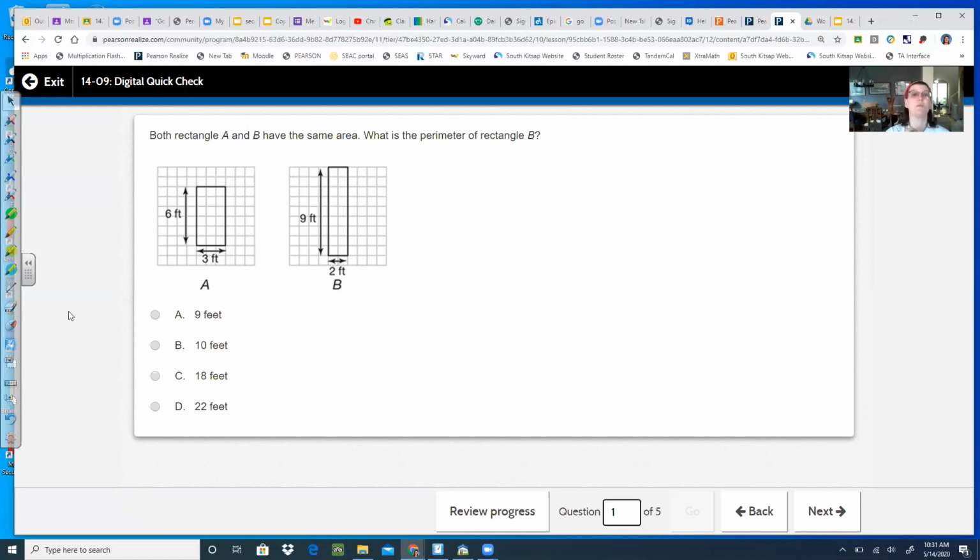Okay, both rectangle A and B have the same area. So 6 times 3 is 18, 9 times 2 is 18. Yes, that is true. What is the perimeter of rectangle B? Remember, we're adding our way around the shape. 9 plus 2 is, and then add that together. Hopefully you're realizing A and B are no way, so you are looking at C and D. And remember, you are finding this one. You don't need to worry about that one.